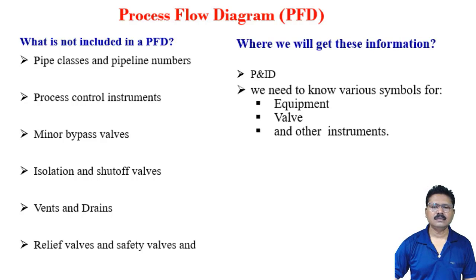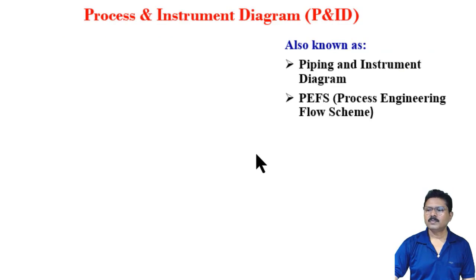Now where will we get this information? We will get this information in the process and instrumentation diagram. To know the process and instrumentation diagram, we need to know various symbols for equipment, valves and other instruments also. Now entering into the process and instrumentation diagram. The process and instrumentation diagram is also known as the piping and instrument diagram or PEFS, which is process engineering flow scheme.